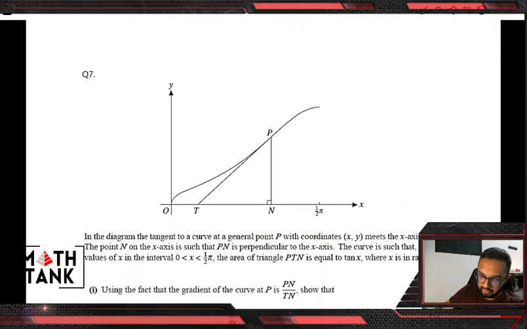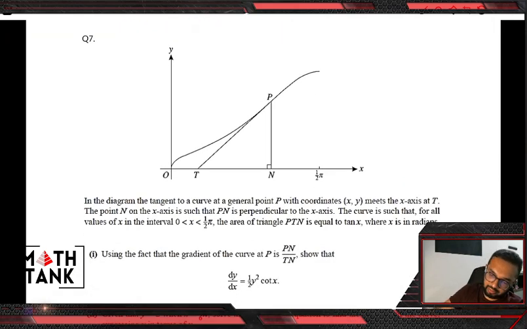Moving quickly on to the next question. Now again, this is a tough one. Let's look at this carefully. It says in the diagram, the tangent to a curve at a general point P with coordinates x comma y meets the x-axis at T. The point N on the x-axis is such that PN is perpendicular to the x-axis. So this is a vertical line, that's what I know. The coordinates of this are x comma y. This length is y because it's basically the y coordinate.